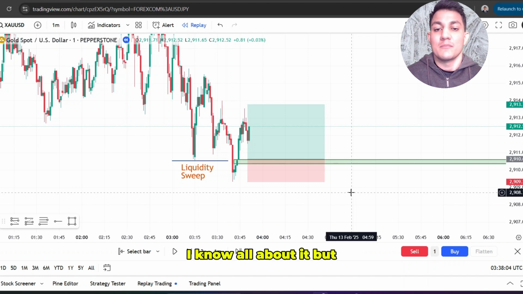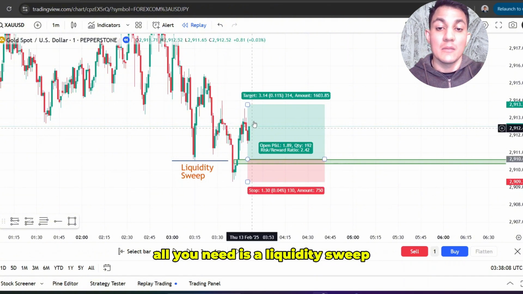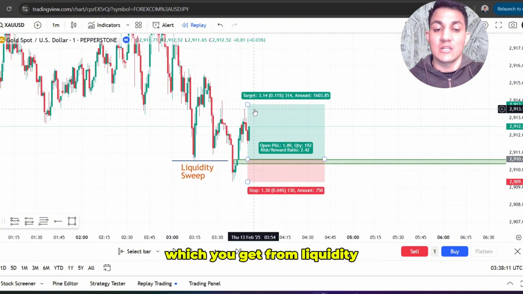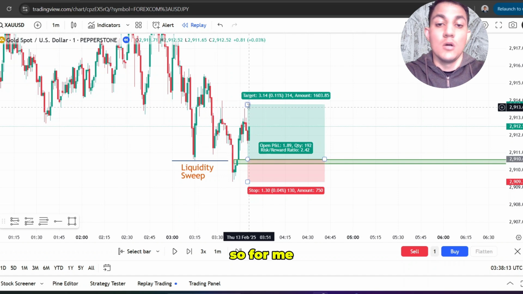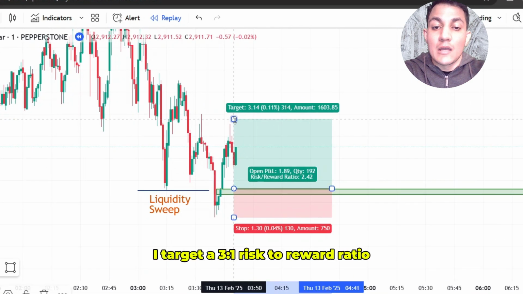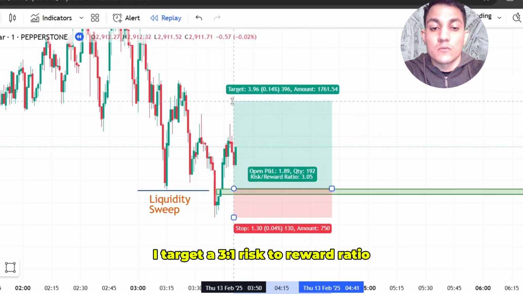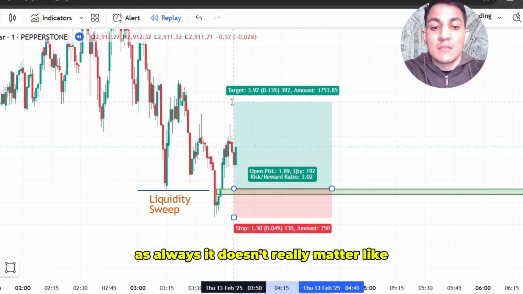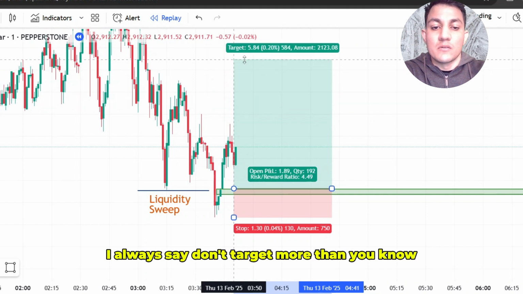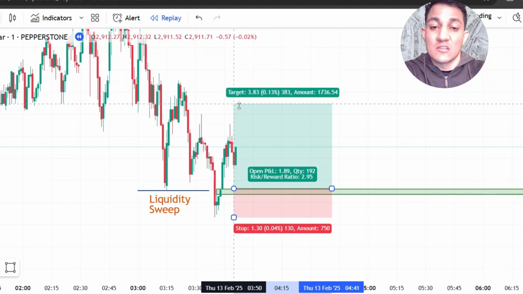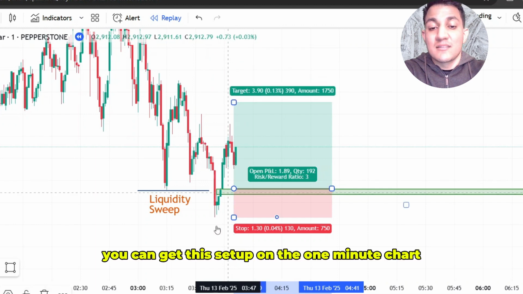I know all about it, but I don't teach you any of it because you don't need it. All you need is a liquidity sweep, higher time frame direction, which you get from liquidity, and then a simple entry plan. So for me, I target a 3 risk reward ratio. As always, it doesn't really matter. Like I always say, don't target more than a 3 risk reward ratio. You really don't need it, especially if you can get this on the 1 minute chart.